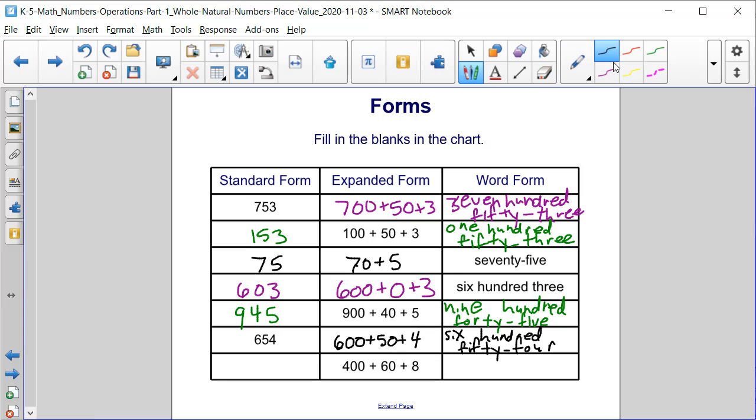And the last one that we have is given to us in expanded form as 400 plus 60 plus 8. So we can write a 4 in the hundreds place, a 6 in the tens place, and an 8 in the ones place. And when we read this number, it's read as 468.